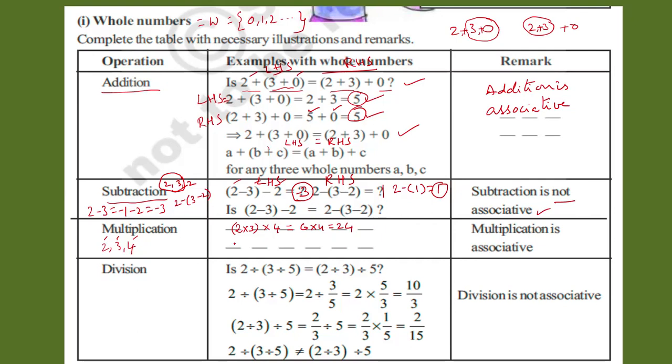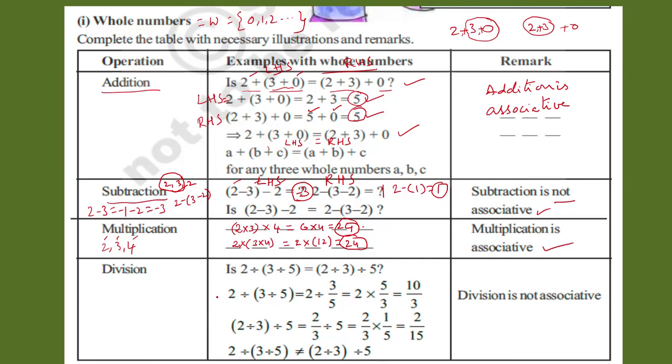In the second case, first you write the first number as usual. That means you multiply second and third number first. What are the second and third numbers? 3 and 4. That means 3 and 4 means 12. Now you multiply it by the first number, that is 24. What you observe in the first and second cases? The result is same, 24 and 24. Hence what we can say, multiplication is associative.